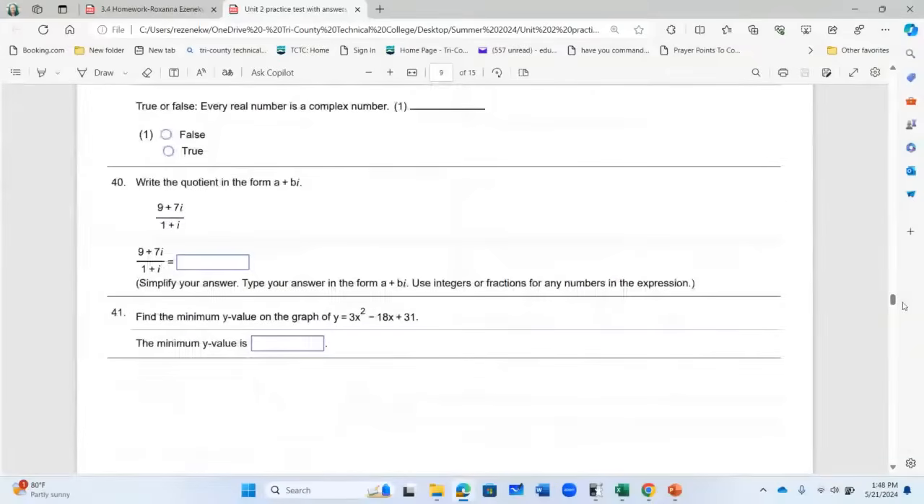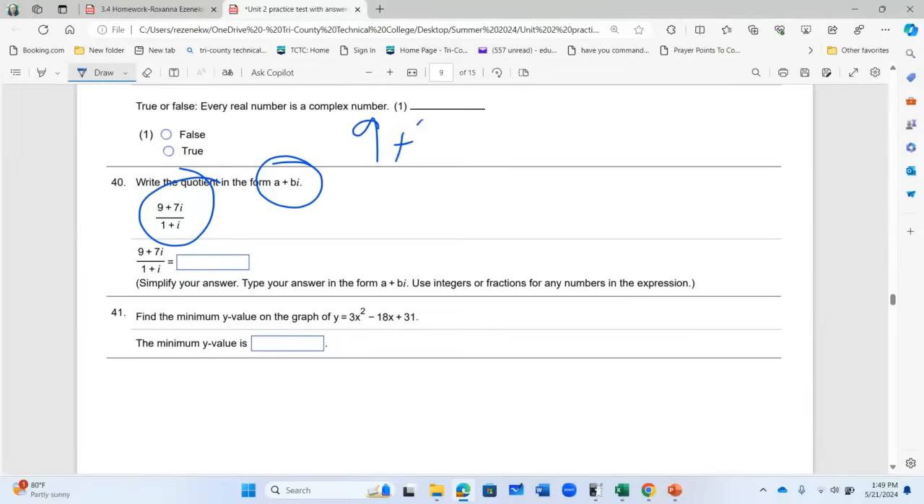Number 40. Everybody look at number 40. How are you going to tackle this question on Monday in a test? When you're given this question in a test on Monday, how would you solve it? It is complex number in the numerator, complex number in the denominator. You are told to write the quotient in the standard form of a complex number. Whenever a complex number is in the denominator, you rationalize the denominator. So I'm going to rewrite the whole function: 9 plus 7i all over 1 plus i.